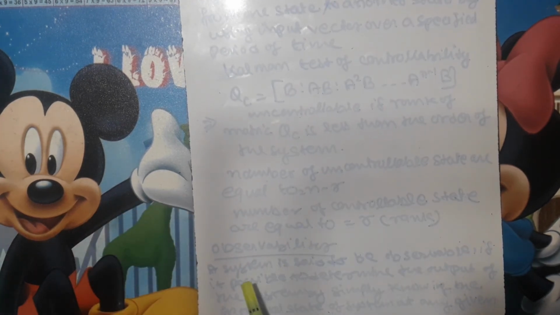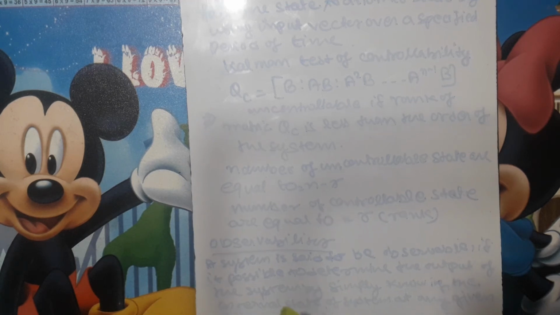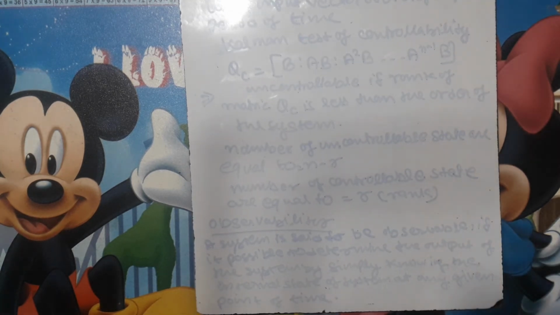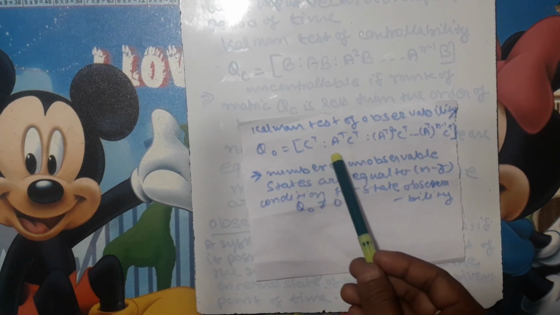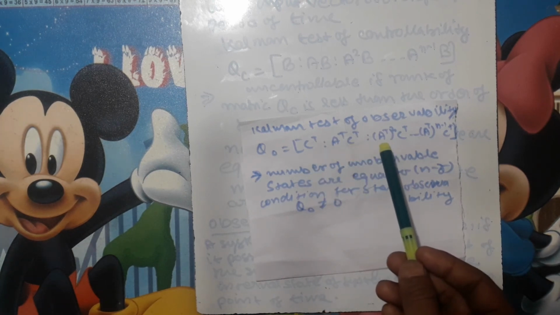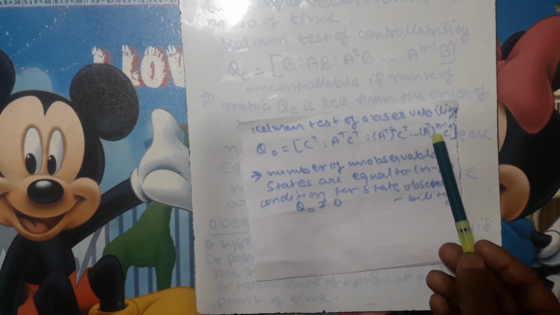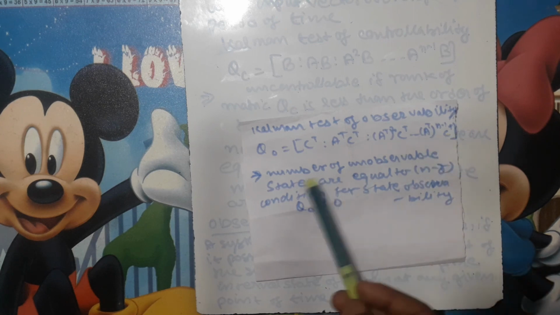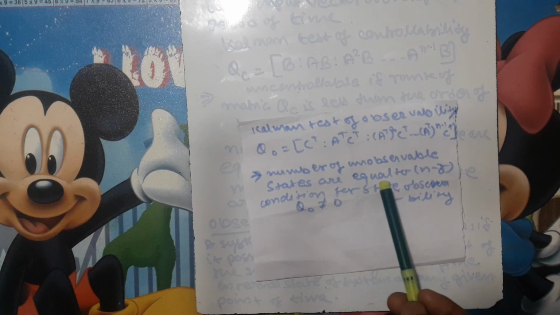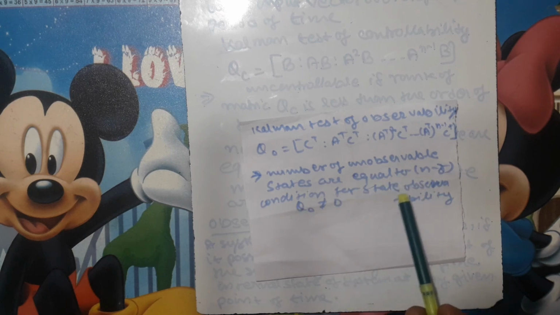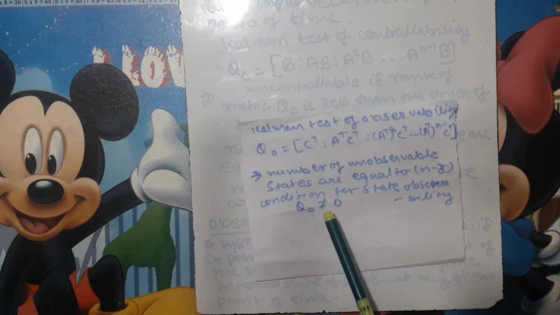Observability. The system is said to be observable if it is possible to determine the state of the system simply by knowing the output of the system at any given point of time. Kalman test of observability: QO is equal to [C transpose, A transpose C transpose, (A transpose) square C transpose, ... (A transpose) to the power n minus 1 C transpose]. The number of unobservable states is equal to n minus r. Condition for state observability: the determinant of QO is not equal to 0.